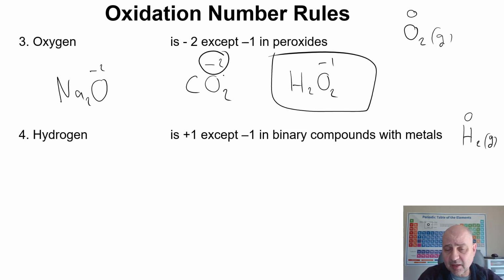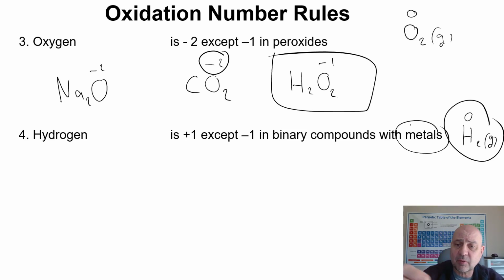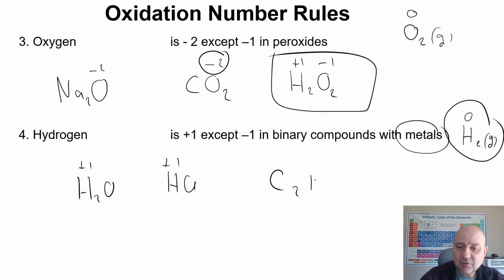In the case of hydrogen peroxide, you can actually look at rule 4, because rule 4 says that hydrogen is always +1, other than when it's here, and then we have some other exceptions when they're bound to a metal, but oxygen is not a metal. So if hydrogen here is +1, then oxygen has to be -1. And we'll come back to how I figured that out in a second. But so H2O, +1, HCl, +1, whatever it is, C2H4, +1.